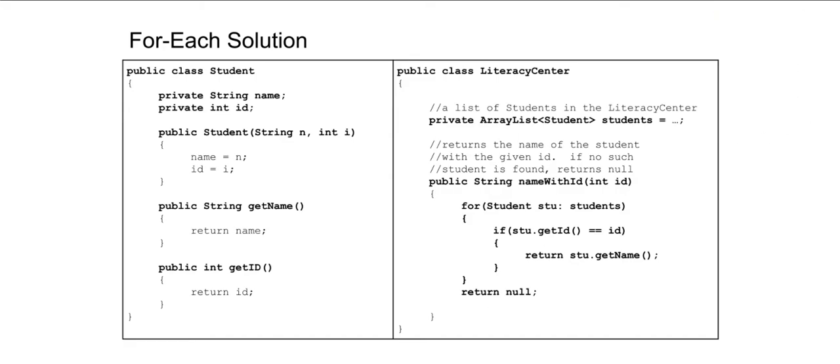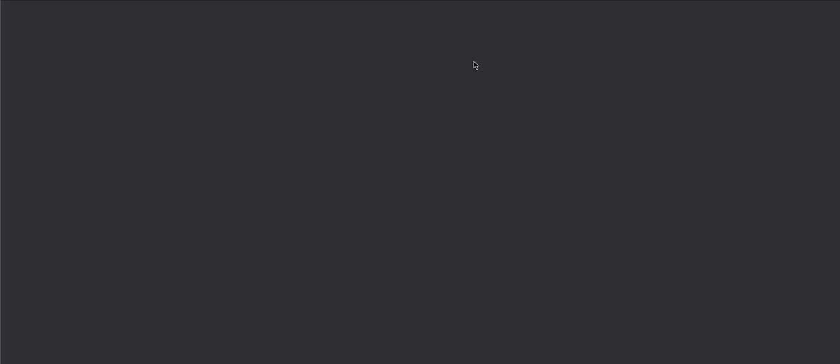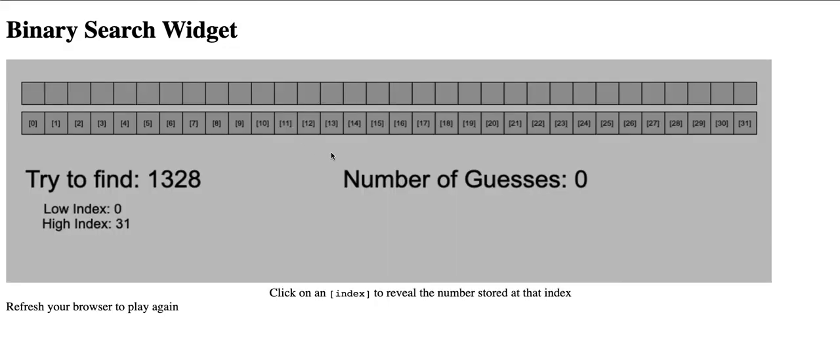So the next thing we're going to look at is this other type of search called binary search. And the idea is that if we know that our data is in order, sorted from smallest to biggest, then we can divide our problem up into smaller segments that are easier to solve. So I'm going to open up this binary search widget to show you the idea. I'm looking for the value 1328, and I'm just going to start in the middle, between 0 and 51, halfway is about 25.